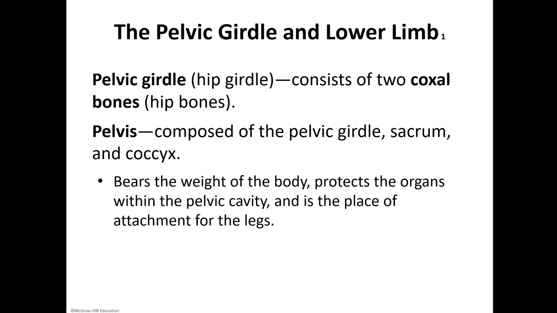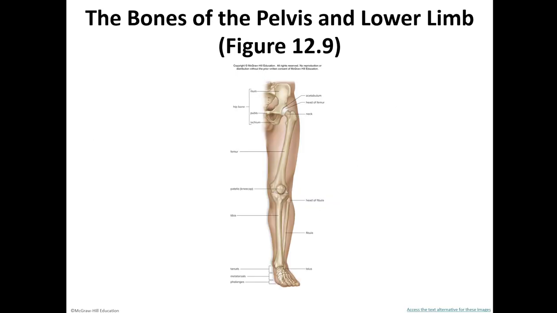The pelvic girdle, or the hip girdle, consists of 2 coxal bones, the hip bones. The pelvis is composed of the pelvic girdle, the sacrum, and the coccyx. It bears the weight of the body, protects the organs within the pelvic cavity, and is a place for the attachment for the legs. Here's a picture showing you the hip bone, the ilium, pubis, and ischium.